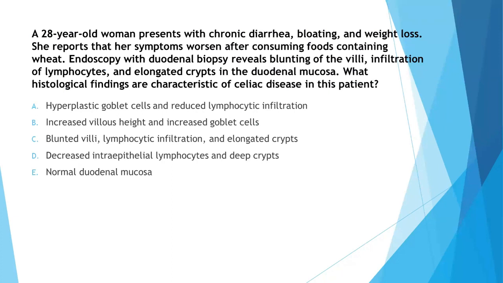Whenever you encounter a USMLE style question, the first thing that you need to do is to read the last line first, as I always say. Now, what histological findings are characteristic of celiac disease in this patient?